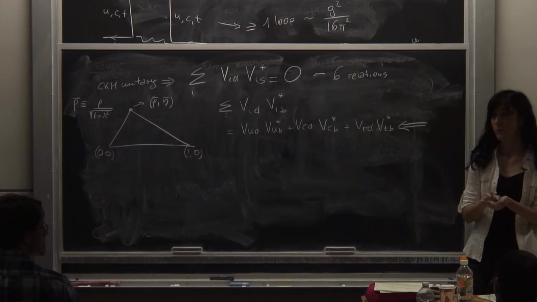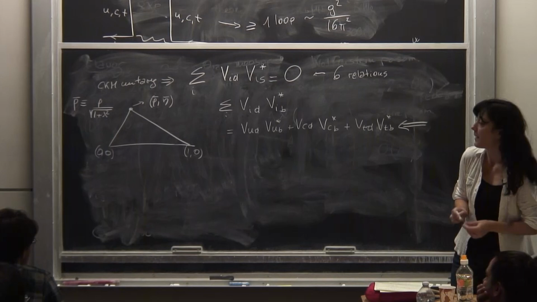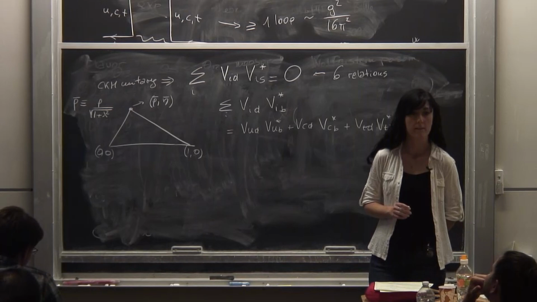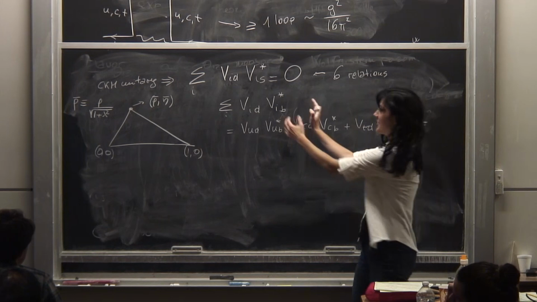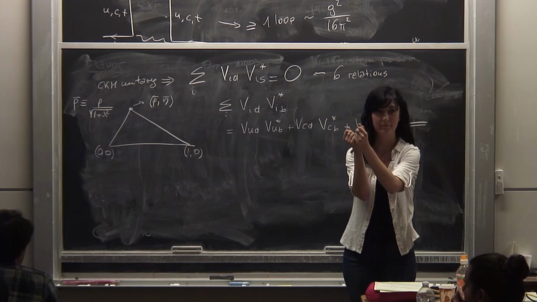Is eta bar defined the same way as rho bar? Yeah, that's right. And if we had a fourth generation, is there a nice geometric picture also? Yeah, if you have a fourth generation, you would have this, but with a fourth term. If you consider just the first three, you would not have a triangle that is closing up, basically.